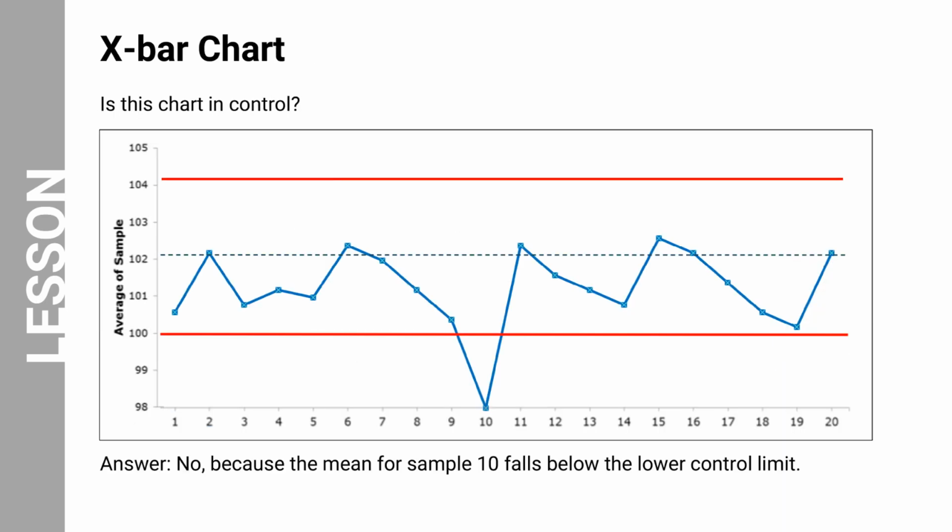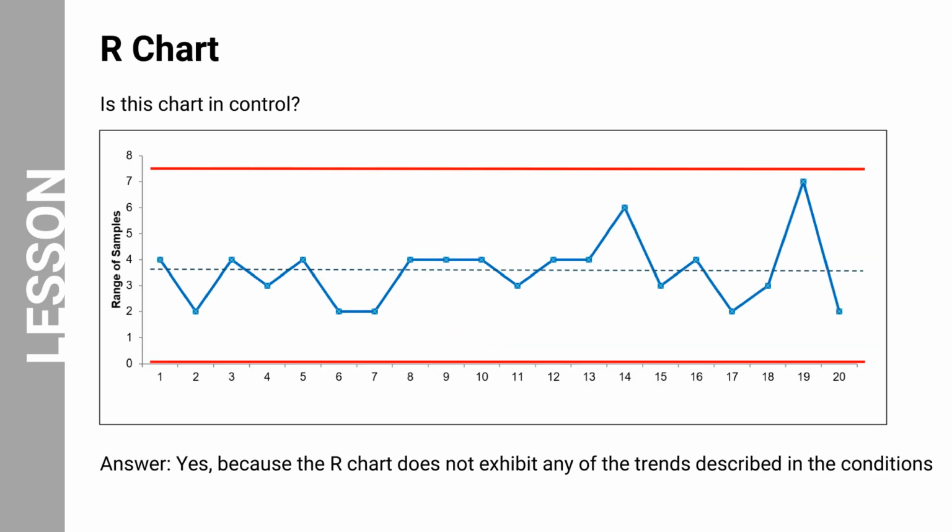Using the conditions previously described, let's look at the X-bar chart we constructed earlier. Is this process in control? No. The process seems to be out of control because the mean for sample 10 falls below the lower control limit. In the same way, let's revisit the R chart constructed earlier. Is this chart in control? Yes, this chart appears to be in control. The R chart does not exhibit any of the trends described in the conditions.